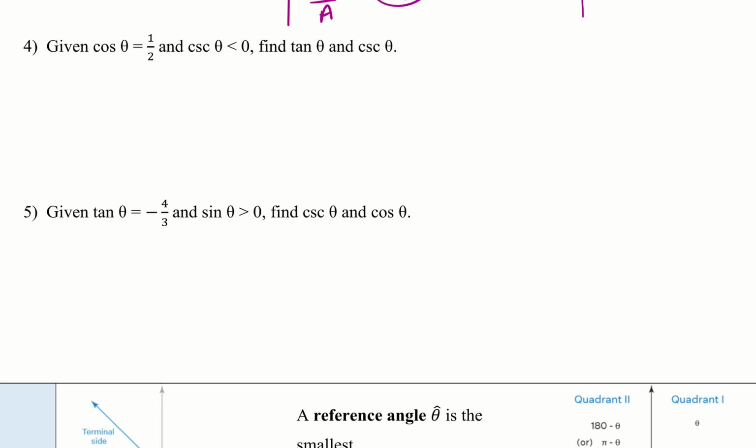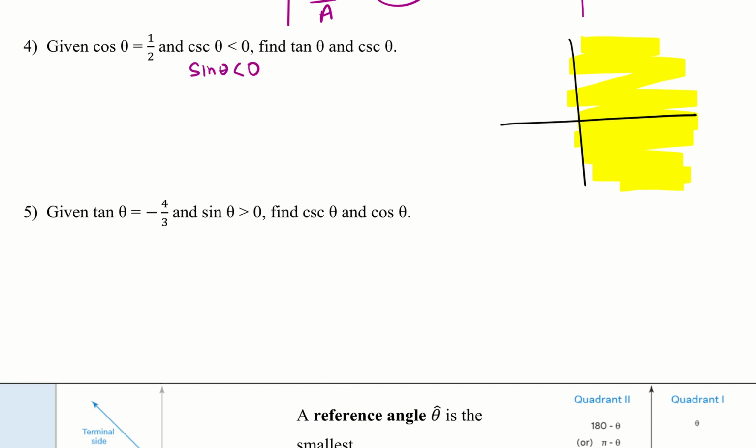So for number 4, cosine is positive. So I'm to the right of the y-axis, where I have positive values for x. And the cosecant is negative, which also means the sine is negative. Since they're just reciprocals, they'll have the same sign. So I am below the x-axis, and I must be in the 4th quadrant.